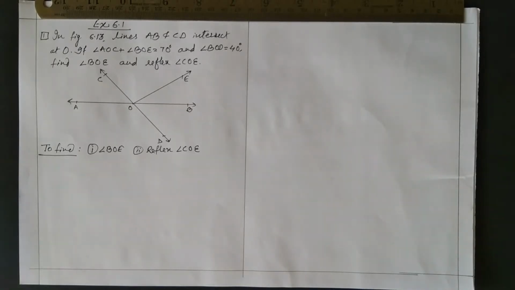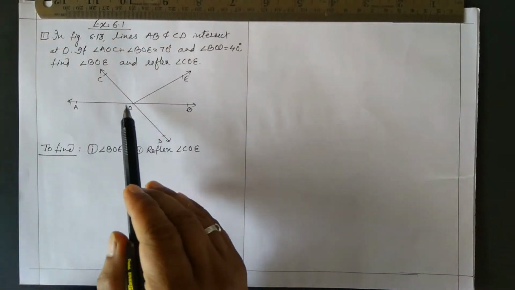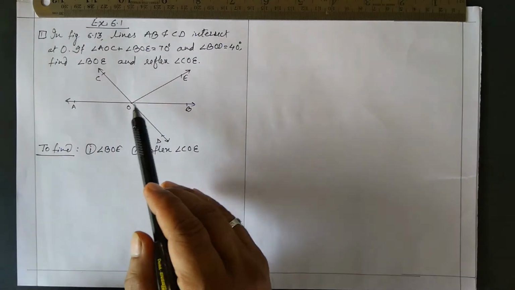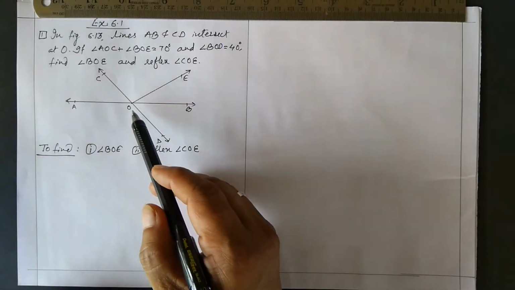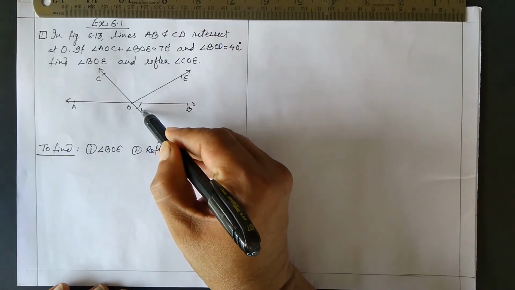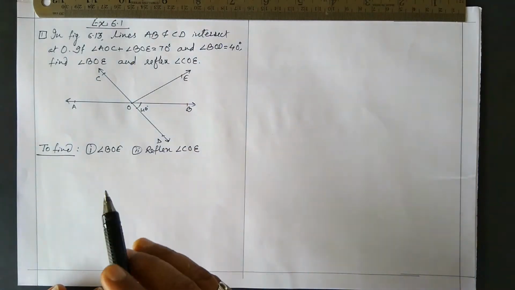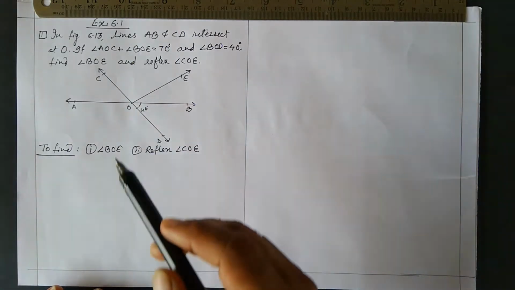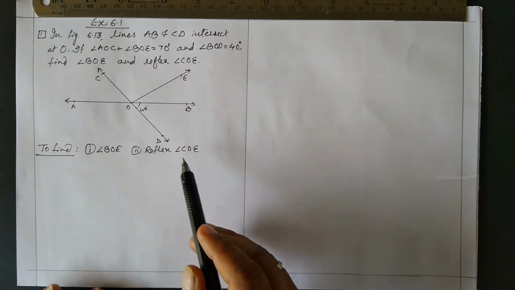Let us see question 1 of exercise 6.1. In figure 6.13, lines AB and CD intersect at O. If angle AOC plus angle BOE is equal to 70 degrees and angle BOD, this angle, is 40 degrees, then you have to find angle BOE and reflex angle COE.